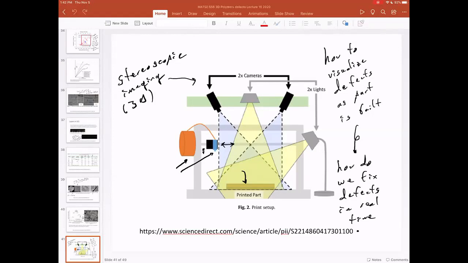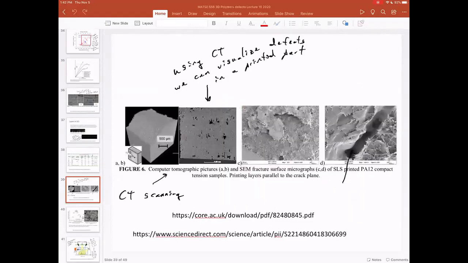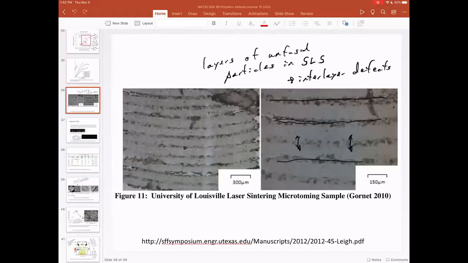So we talked a little bit last time, or we started last time, on defects in printed parts. Where do the defects occur? How do you find them? Are you going to do CT scanning? What do the defects look like as you build a part, depending on the processing conditions?